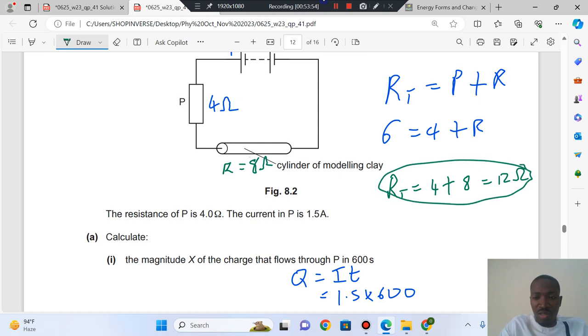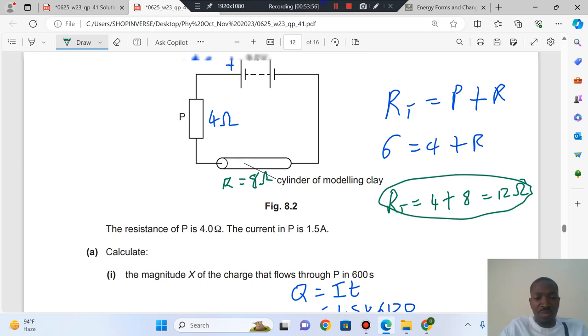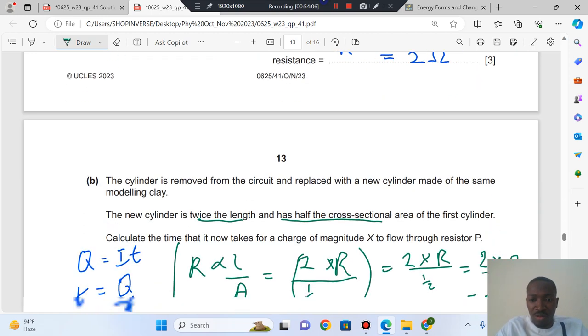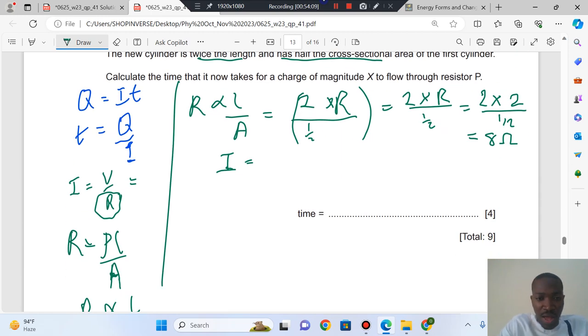So in this case, when we replace the original wire with a new wire, the new wire will now have a resistance of 8 ohms, and the total resistance in the circuit becomes 8 plus 4, which is 12. So we go back to calculate our I. I equals V over R. The voltage in the battery is 9 volts, and the total resistance in the circuit is now 12. 9 divided by 12 will give us 0.75. I hope I'm correct.